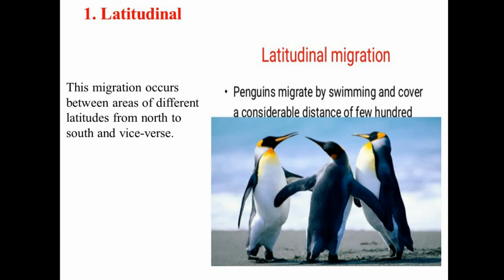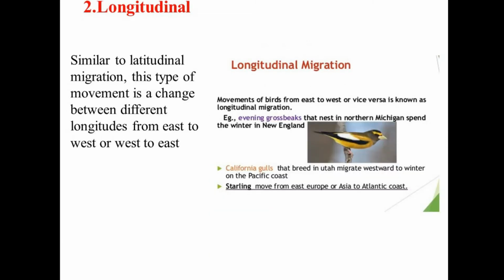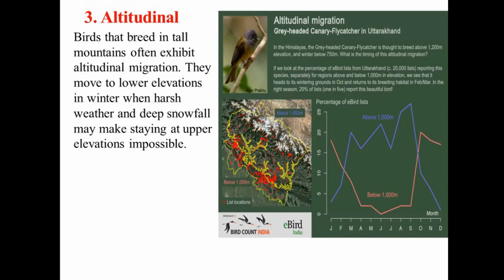The picture in this slide shows the movement of birds from east to west or vice versa, which is known as longitudinal migration. One example is the evening grosbeak that nests in northern Michigan, and the bird spends the winter in New England. California gulls that breed in Utah migrate westward to winter on the Pacific coast. And the last example is the starling, which moves from East Europe to Asia to the Atlantic coast, as shown here.